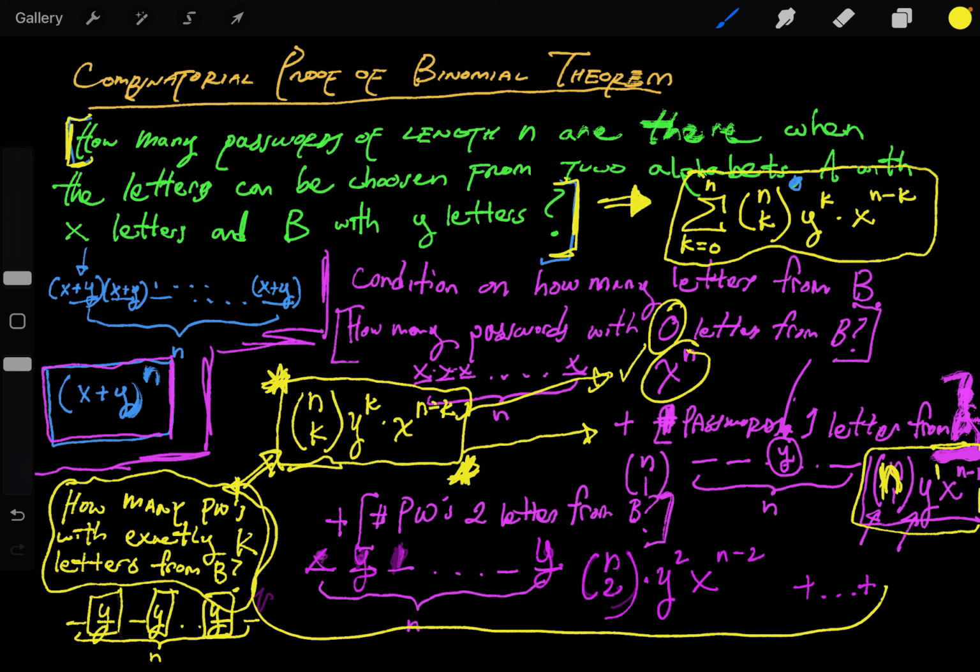This is one way to count this question. This is the other way. These two things must therefore be equal because they are both valid ways of answering the same question, counting the number of passwords of length n from two alphabets, A and B.